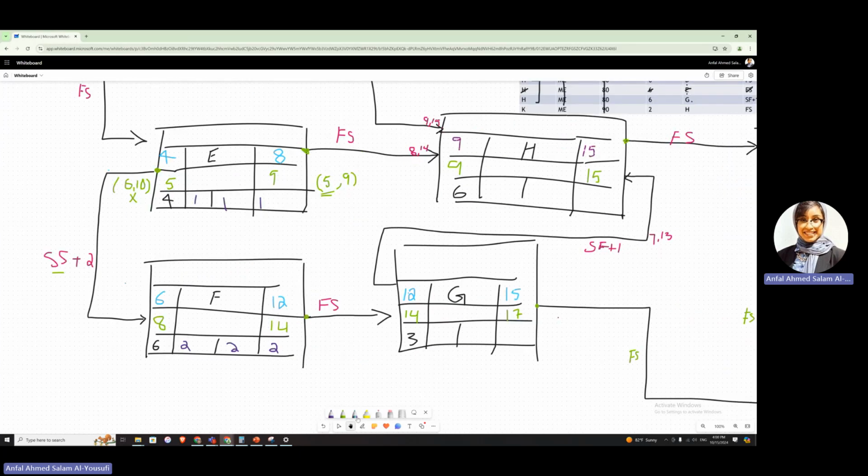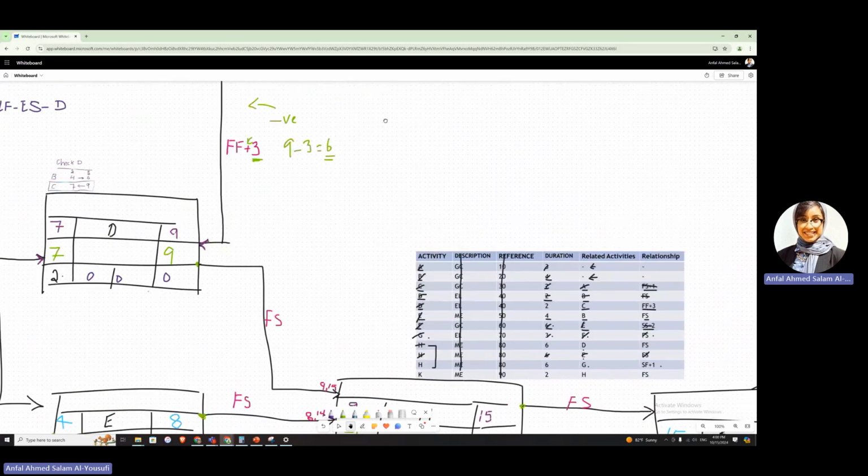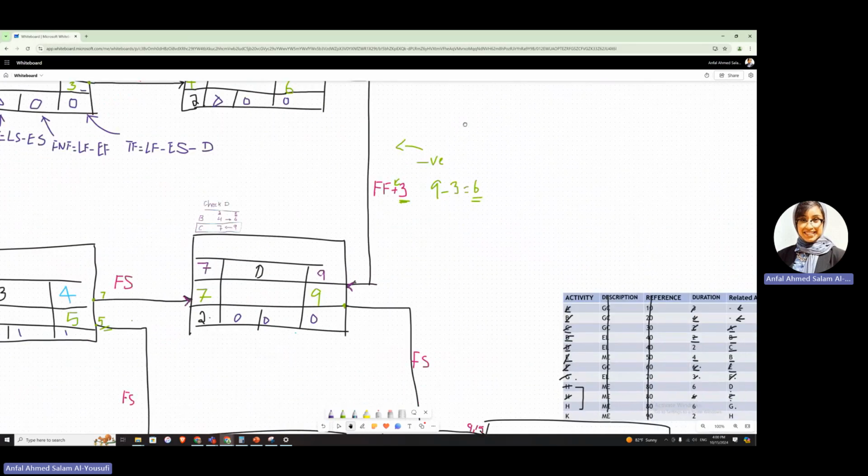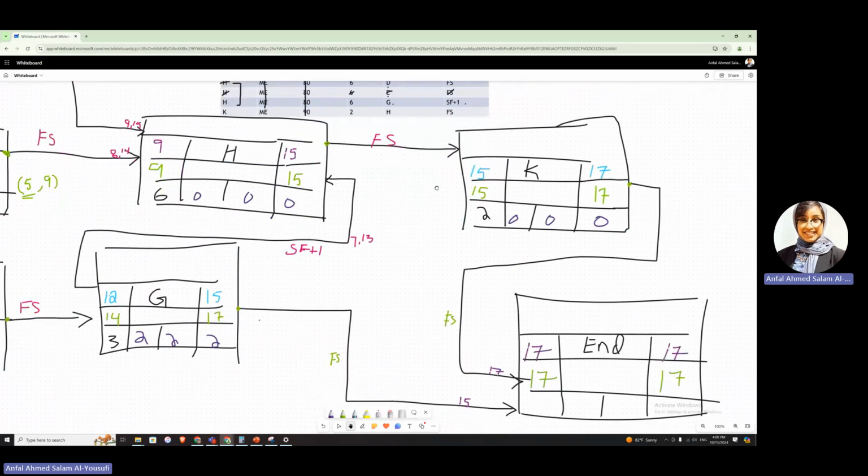Let's do G. G would be 2, 2, 2. H will be 0, 0, 0. K would be a 0, 0, 0. And did I miss anything there on top? We are done. Everything is done. Sweet. So now we are done.